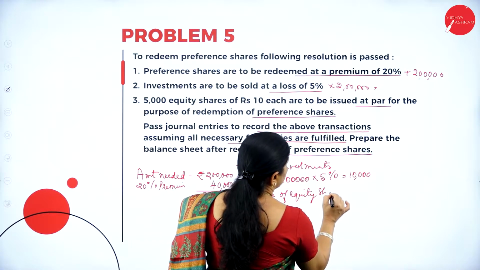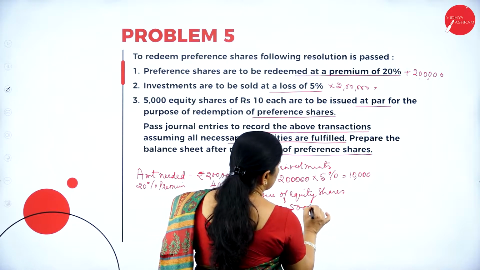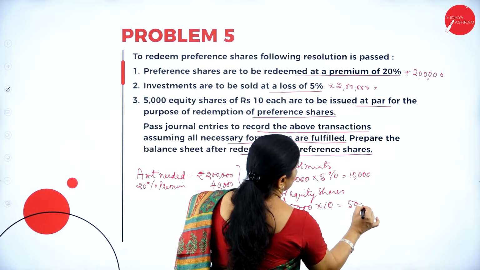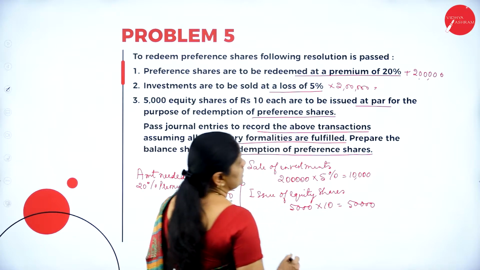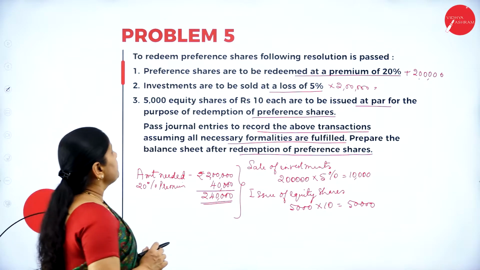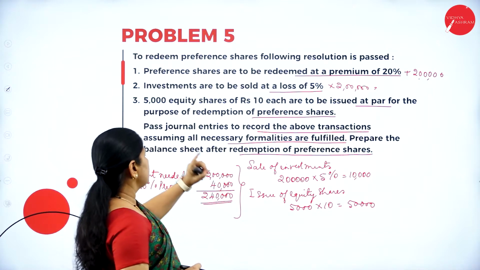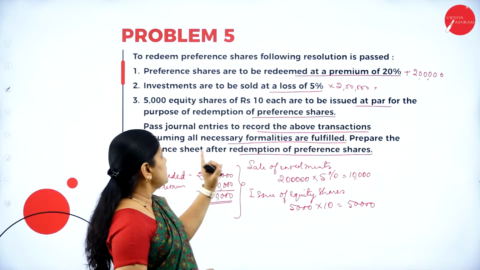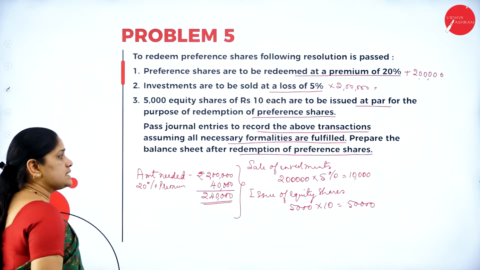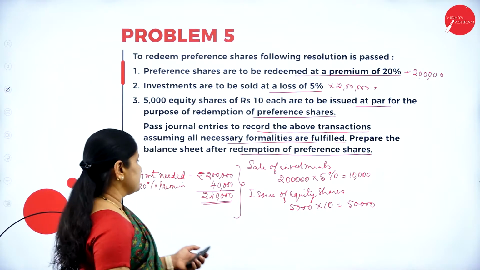Issue of equity shares, that is 5,000 into 10, that is equal to 50,000. So it is issued at par, so there will be no securities premium account. So issued at par for the purpose of redemption. Pass journal entries to record the above transactions, assuming all necessary formalities are fulfilled. Prepare the balance sheet after redemption.